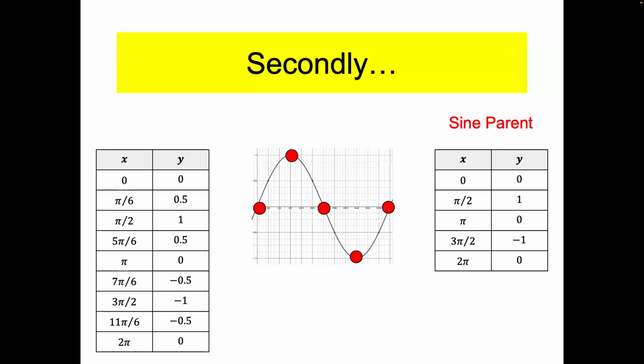So it's 0, 0, pi over 2, 1, pi, 0, 3 pi over 2, -1, and 2 pi, 0. We're doing sine and cosine today. The sine and the cosine look really awfully alike to each other. So make sure you not only have the table, the one here on the right, but you also have it listed as the parent function for sine.